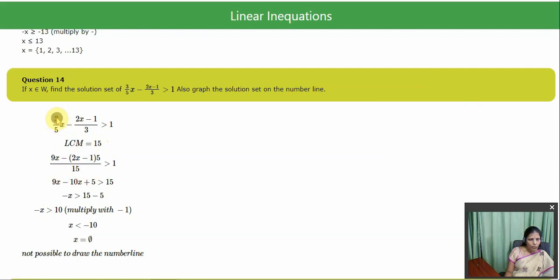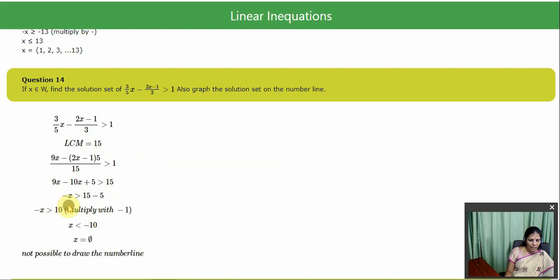So 3x into 3 is 9x, minus (2x - 1) multiplied with 5, divided by 15, is greater than 1. So you need to clear this denominator. Multiply both sides of the inequality with 15. So when you multiply the whole fraction with 15, automatically this 15 gets cancelled. So 9x - 10x + 5 is greater than 1 into 15, which becomes 15. Now x and x you combine, you get -x > 15 - 5, as this +5 goes to this side and becomes -5.